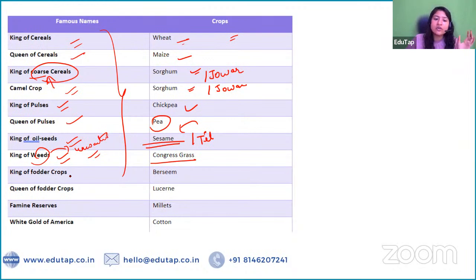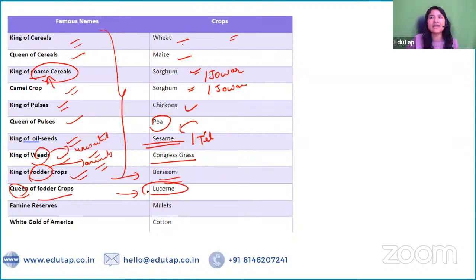Then we have king of fodder crops. Okay, what is fodder crop, basically the crop that is used or that is cultivated for the consumption by the animals, that is known as your fodder. ठीक है, जो भी घास लगाते हैं एनिमल्स के लिए, नेपियर ग्रास हो गई और बरसीम हो गई, these are all consumed by animals, these are your fodder crops. ठीक है, उसका king of fodder crop कौन है, it is your berseem. Then we have queen of fodder crop as well, which is your lucerne.